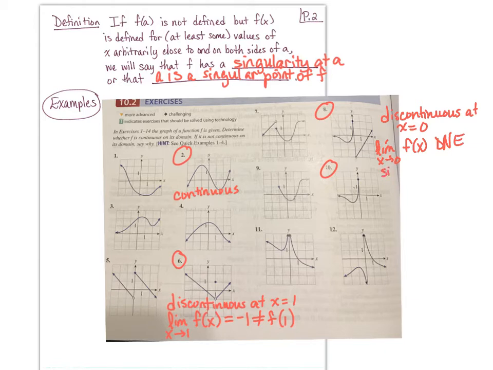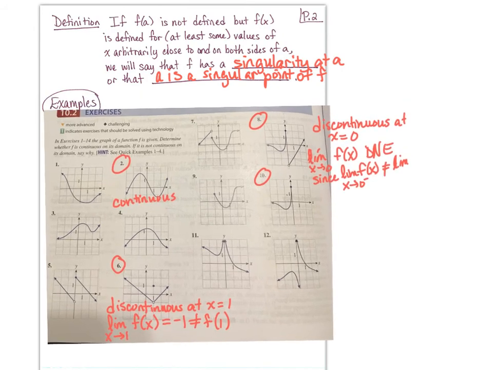Since the limit of f of x as x approaches 0 from the left does not equal the limit of f of x as x approaches 0 from the right. So as x approaches 0 from the left, our function goes here. But as x approaches 0 from the right, our function goes here. Two different spots, two different values. Okay? So it does not exist.